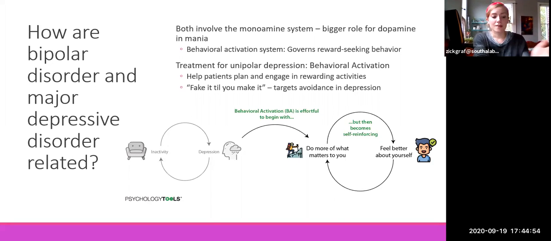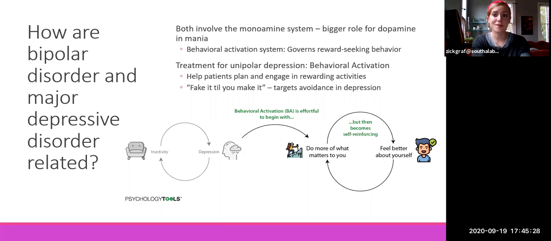Okay, so another way that unipolar and bipolar depression are related is that both depression and mania involve alterations in the monoamine system. So we talked about the sort of starring role of serotonin in depression, and that's probably because serotonin helps to regulate the balance of norepinephrine and dopamine, which are the other two monoamines. Dopamine has a bigger role in bipolar disorder and in mania, which basically means that in people who are manic, they're experiencing the most disruption and dysregulation in dopamine signaling.